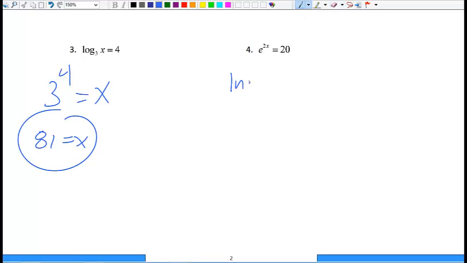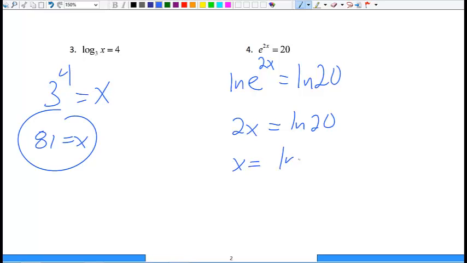Try writing this a little bit nicer. e to the 2x equals 20, so taking the ln of both sides, ln of e to the 2x equals ln of 20. And ln of e to the 2x, well, that's one of our properties. That just reduces down to 2x equals ln of 20. And then divide that by 2, so x is the ln of 20 over 2. And that's a perfectly great exact answer.